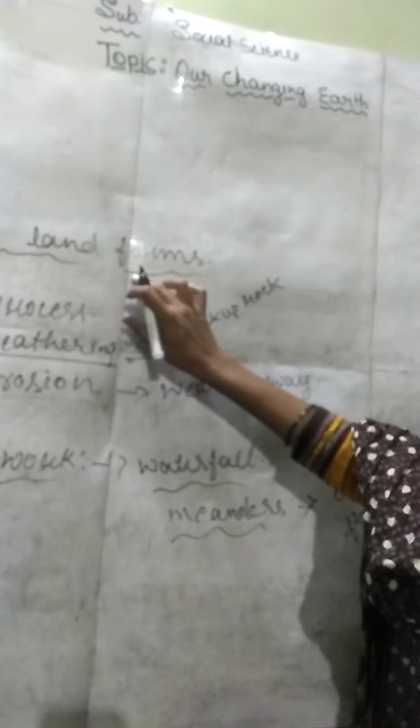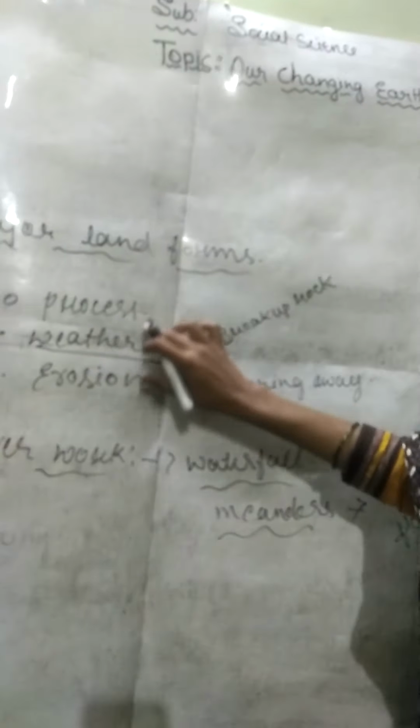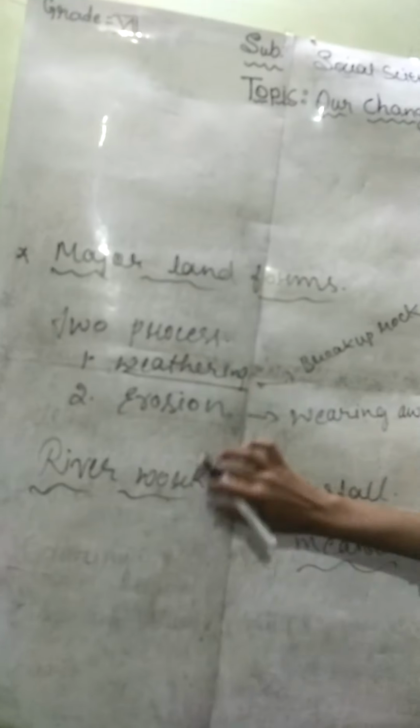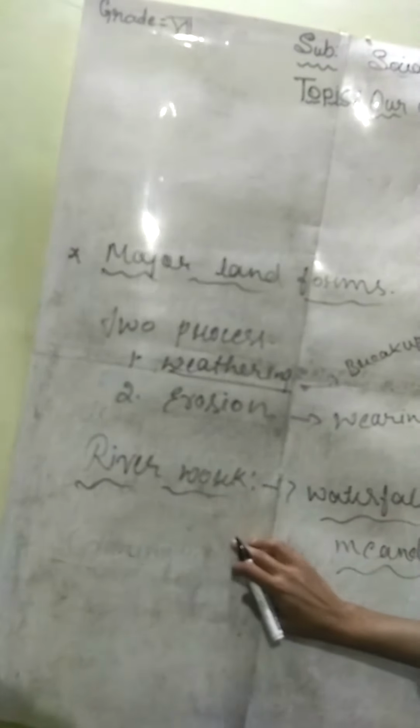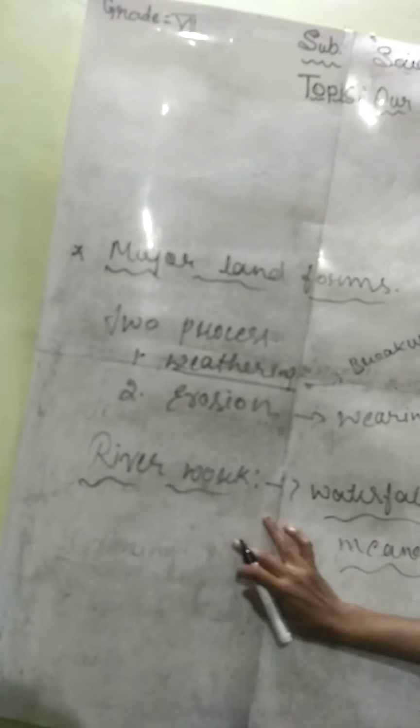Okay, students, in today's class we have learned about the major landforms, in which we saw two processes, weathering and erosion. Next we saw the work of the river, in which we saw the waterfall and the meander. And with the meander we saw the oxbow lake, floodplains, levees, river distributaries, and the delta here, students.